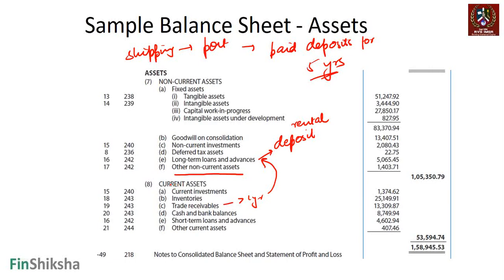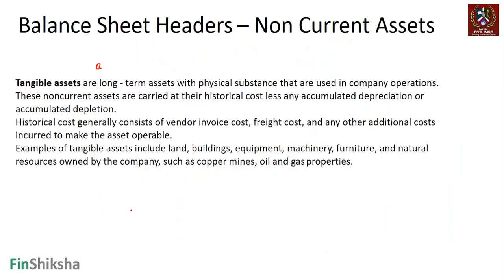Which could typically have examples that vary essentially. You know, all loans and advances have already been covered. So any assets that are realizable after a year, other than what we have discussed, are going to be other non-current assets, right? So those are the kind of assets. We're looking at tangible assets. They are long-term assets with physical substance that are used in the company's activities.